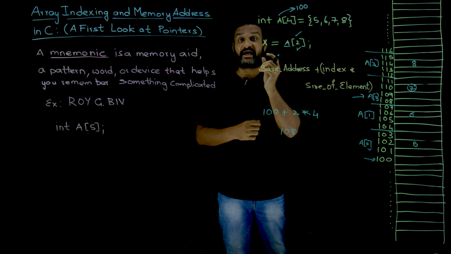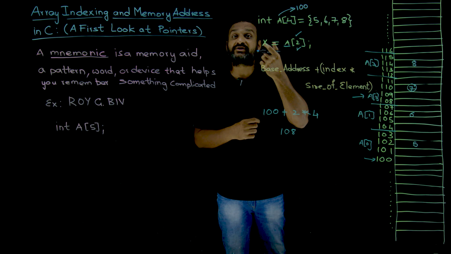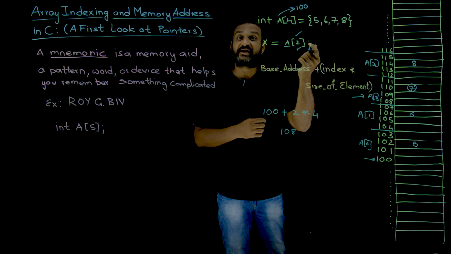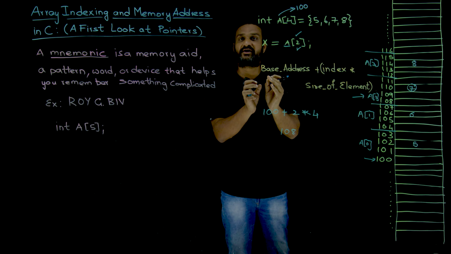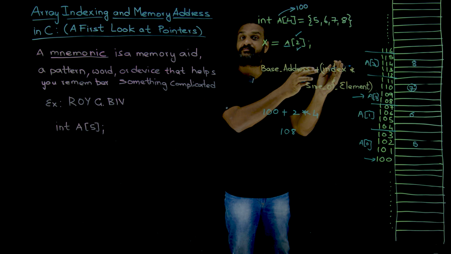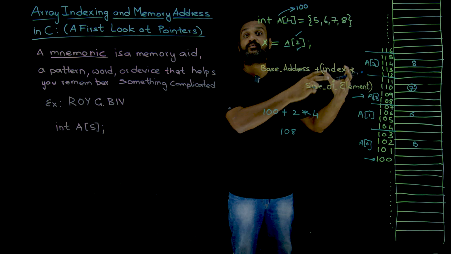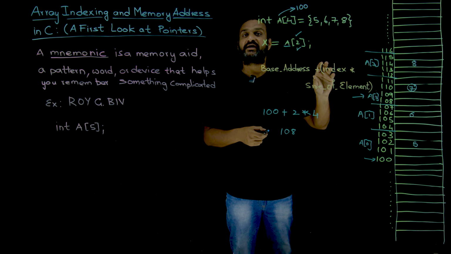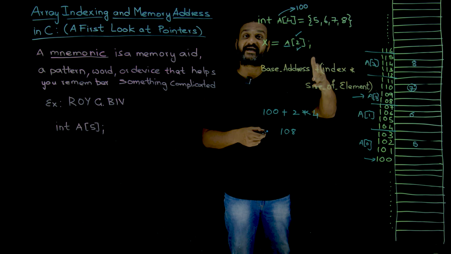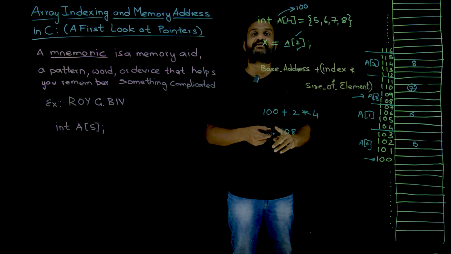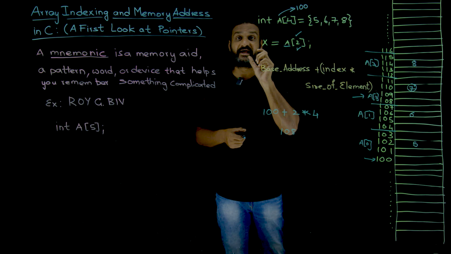A variable which has the ability to store the address of a memory location is what we call a pointer. This is just an introduction, so don't go deep into the concept of pointers, because we have a dedicated section for pointers. There we will understand the concepts of arrays and pointers in detail. So this is a very important point to understand, which is array indexing.